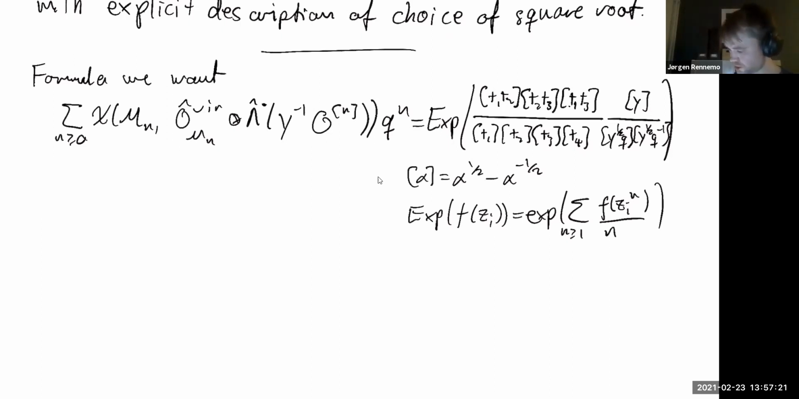Okay, so the shape of this formula is very similar to what we had in the three-dimensional case, and in the three-dimensional case, the key concept that explains the shape of this formula is the notion of a factorizable sequence.